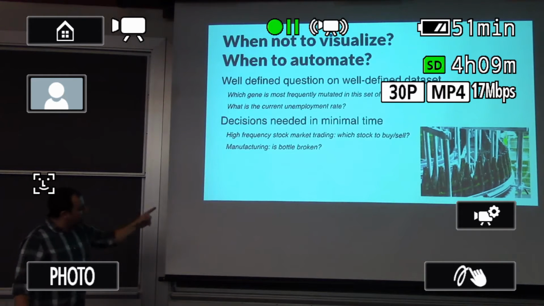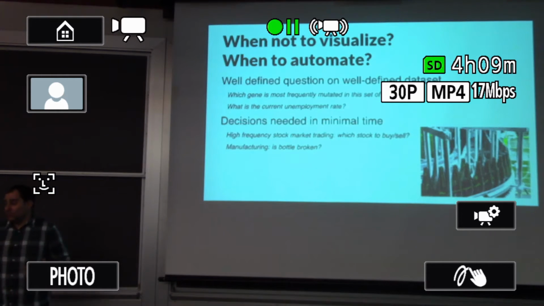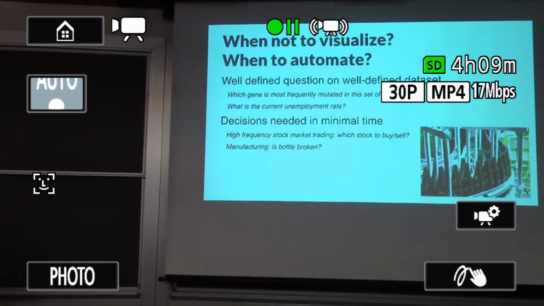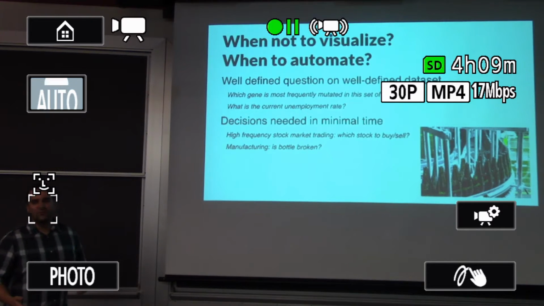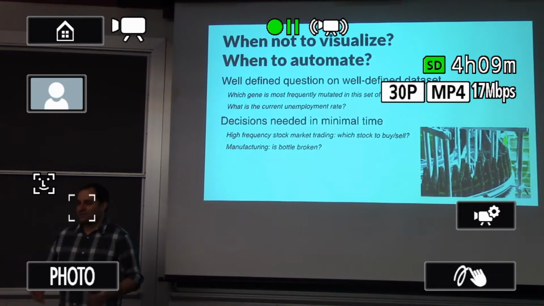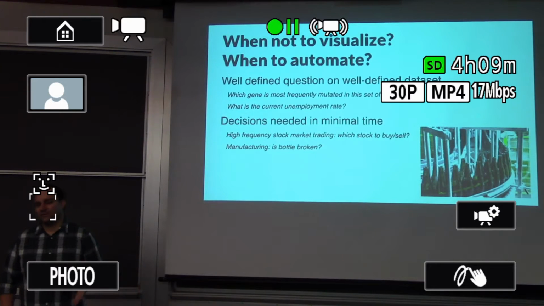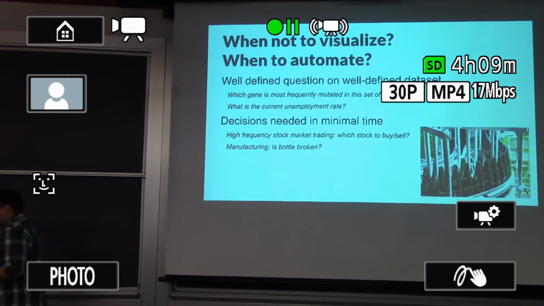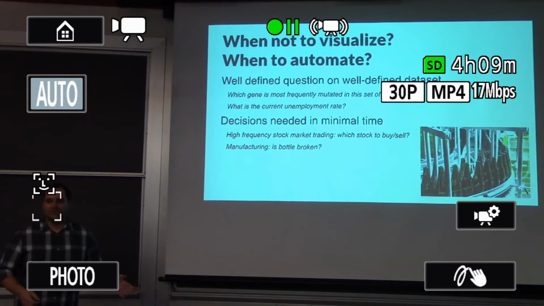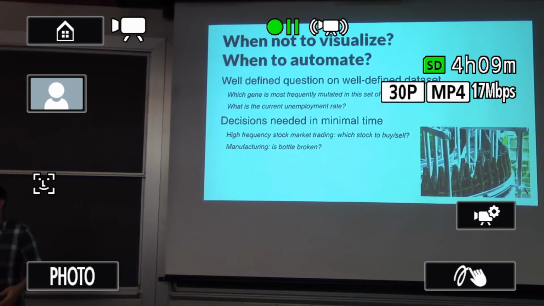But if all we need is the answer to this question, we don't need visualization. And then there are decisions that we need in minimal time. Visualization implies that there's a human in the loop, and humans are good at certain things, but they're bad at doing things very quickly. So if you have high-frequency stock market trading, and you do that with visualization and think you get the smartest analysts and the fastest guys, you're still going to lose because computers are just much faster than you.